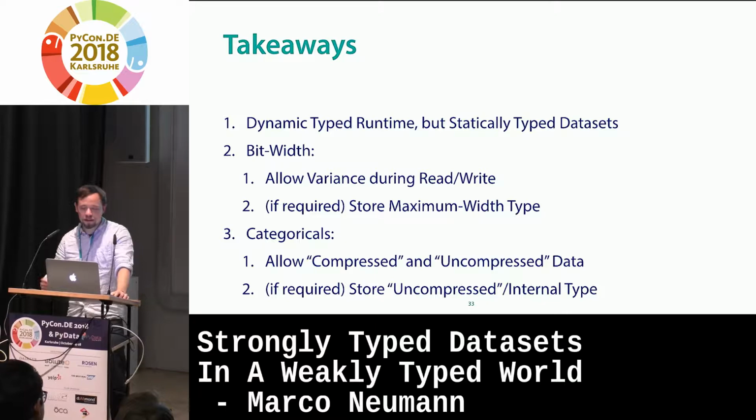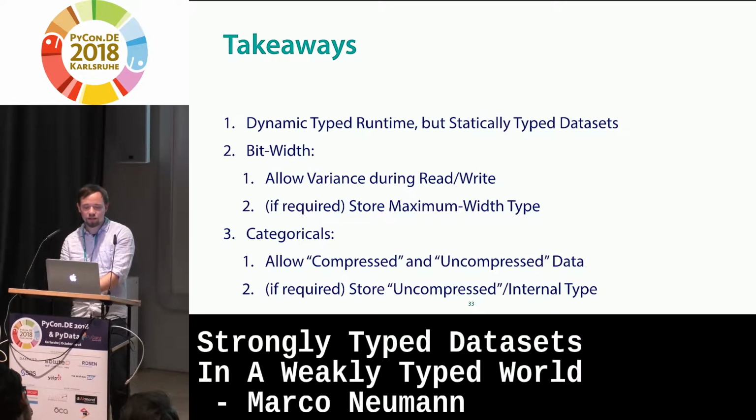If you want some takeaways about this, it's basically that you have a dynamic runtime, and we don't care too much about types there, because it actually works in most cases. But if you store the data, you want to make sure that it is readable and writable even in the future, and that your types can evolve and you have some freedom. So for bit width, you want to allow some variance, and you don't want to lie to all these Dask constructs and to the whole open source world. We just store the maximum width type.